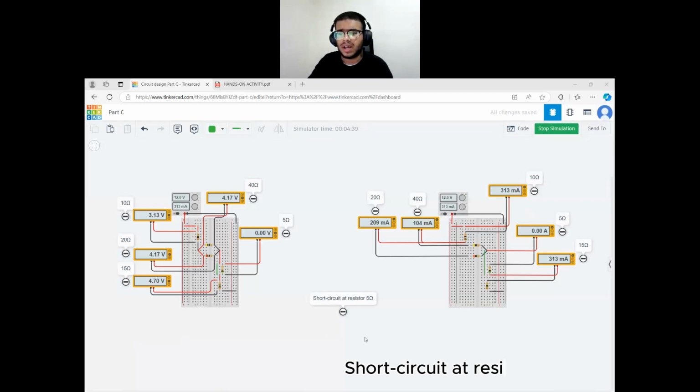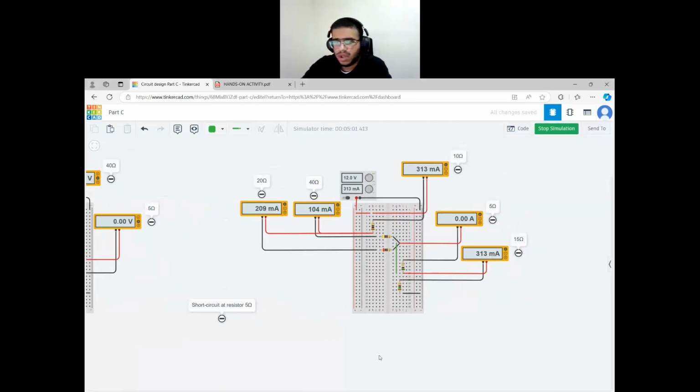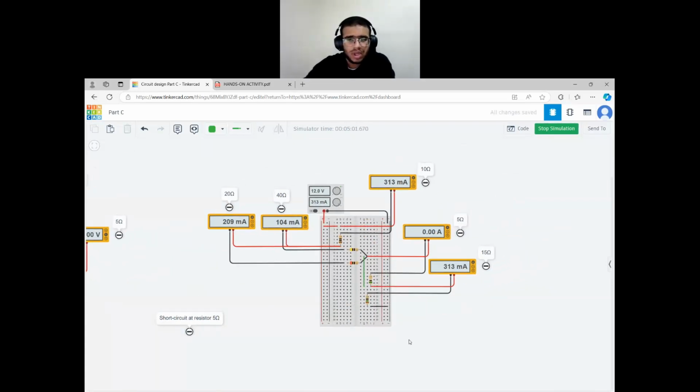Or we short circuit for the 5 ohm resistor, right? So there isn't current flowing, so it will be 0 volt. According to Ohm's law, which says that V equals IR and I equals 0, so V will equal 0. So as we see on the right side, also for the short that we have made to the 5 ohm part, there isn't current flowing, so as we will see, it has 0 for the 5 ohm resistor.